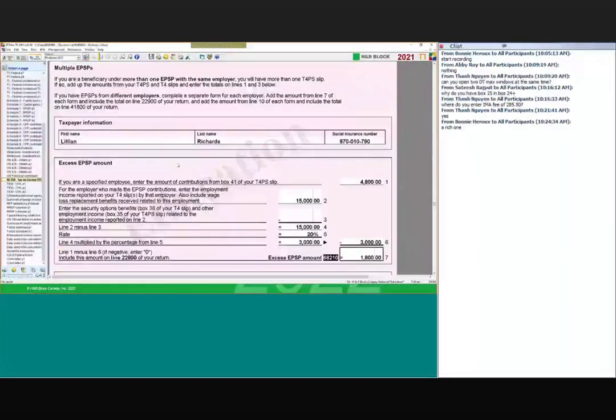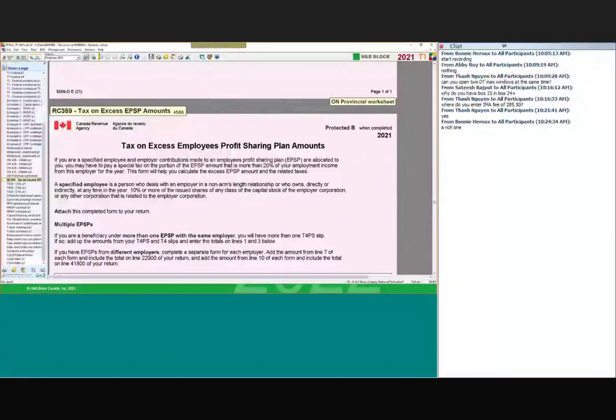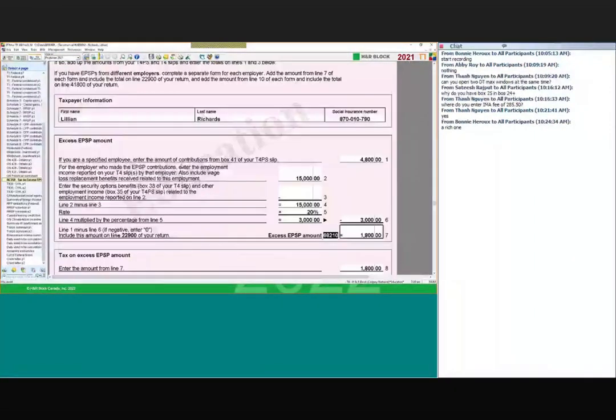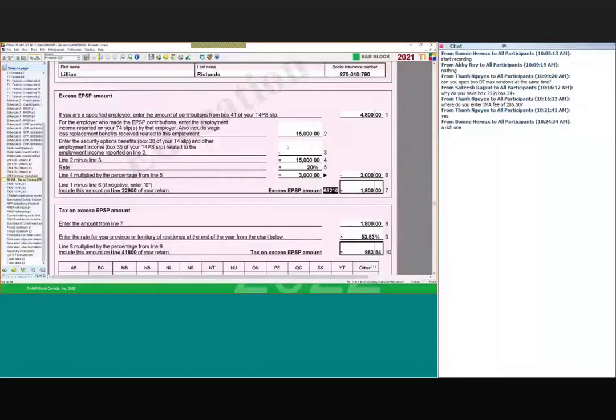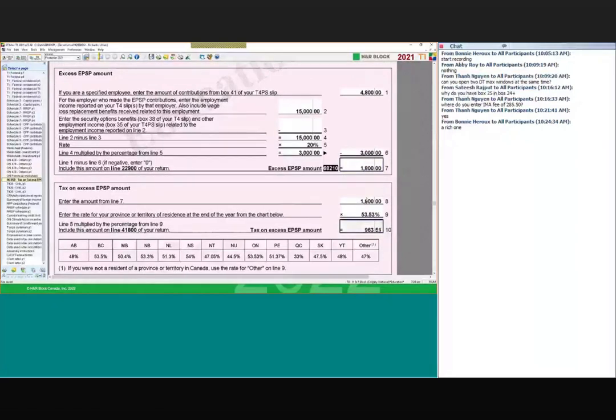We're going to go back to this form, the RC359. And you'll notice that now the excess amount is a lot less. It's not $4,800, it's only $1,800, and the excess tax is $963. That's all I'm going to show you. You're not going to be tested on this. We're just showing you what the software can do.